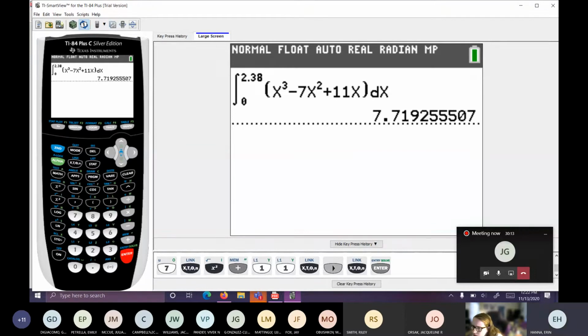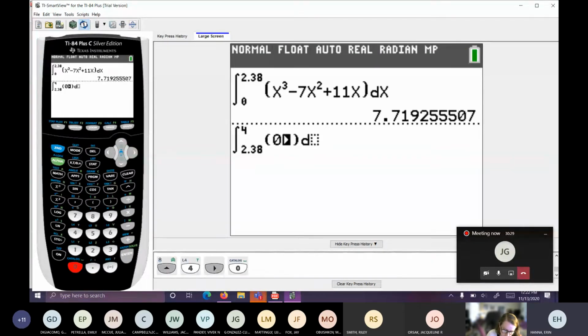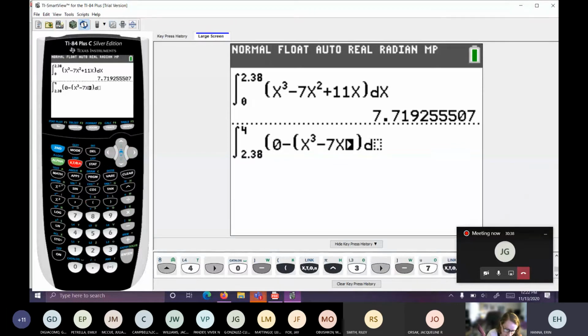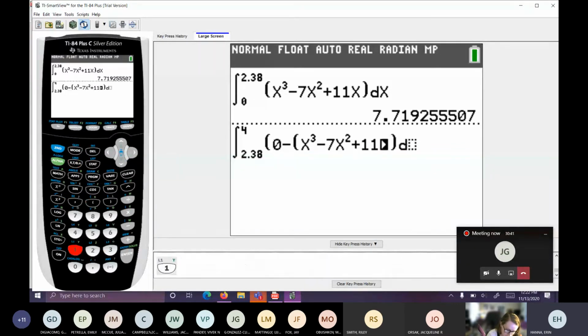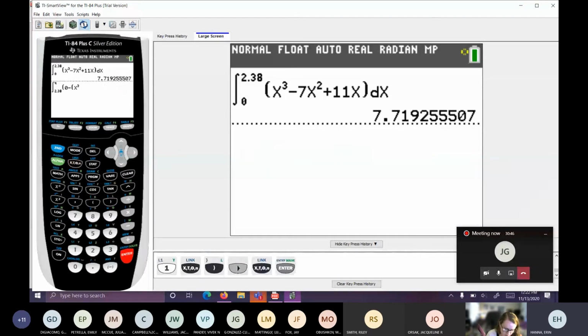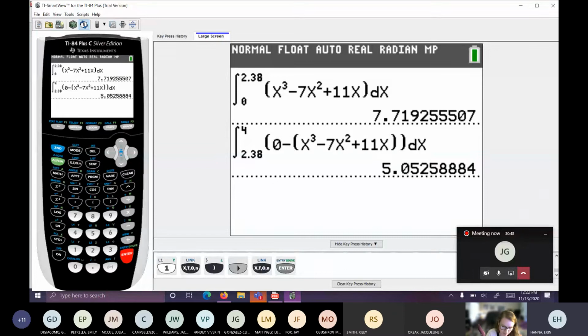If you're putting it in your calculator, that's a good point, Juliana. So when you're doing the second one, since it's 0 minus, put parentheses around the bottom function, or else you're not going to get the right answer. Let me do this really quick: minus 7x squared plus 11x, parenthesis. So I should get 5.05, which I do when I do that.